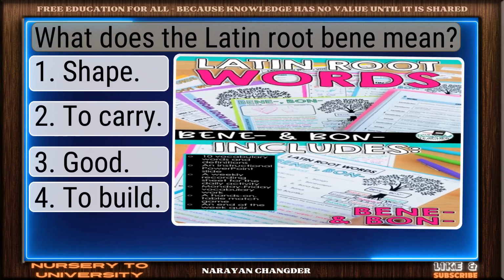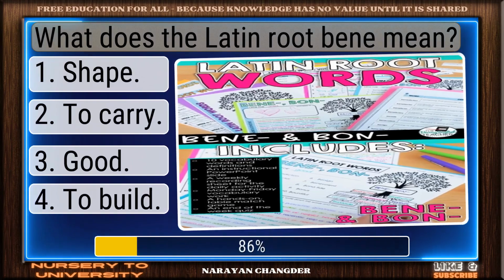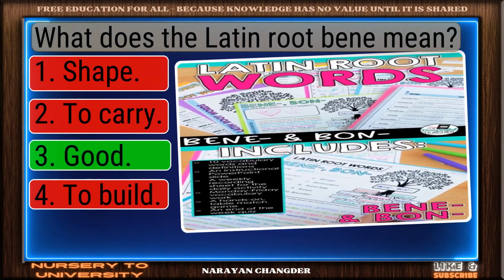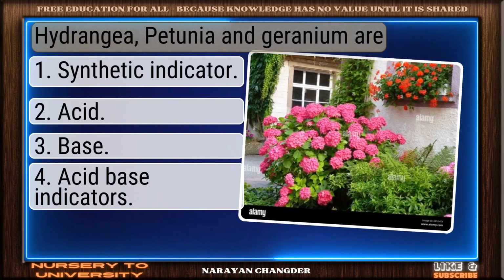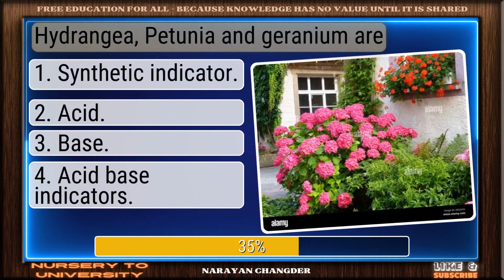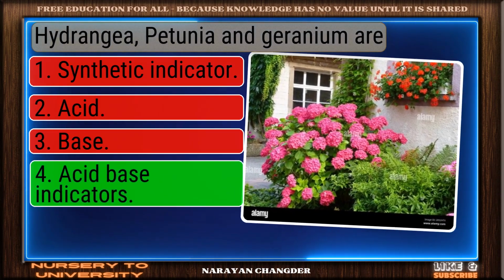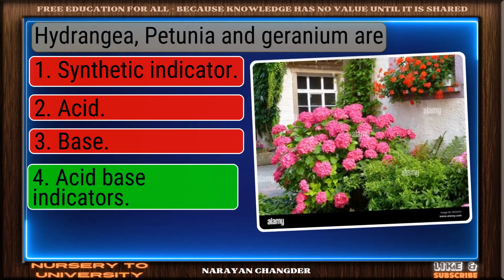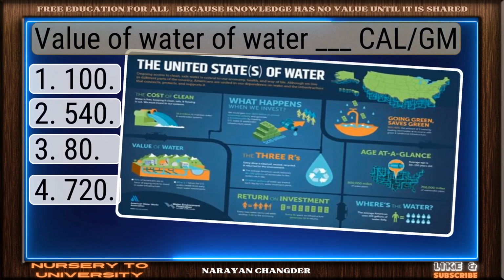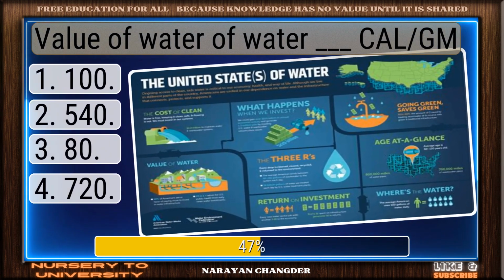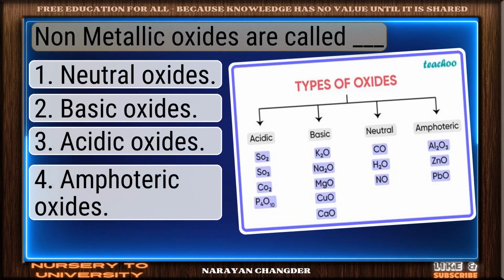Question number 82. What does the Latin root bene mean? Correct. Good is the right answer. Question number 83. Hydrangea, petunia, and geranium are? Nicely done. Acid-base indicators is a solid answer. Question number 84. Latent heat of vaporization of water, dash, cal/gm. 540 is the answer. Question number 85.